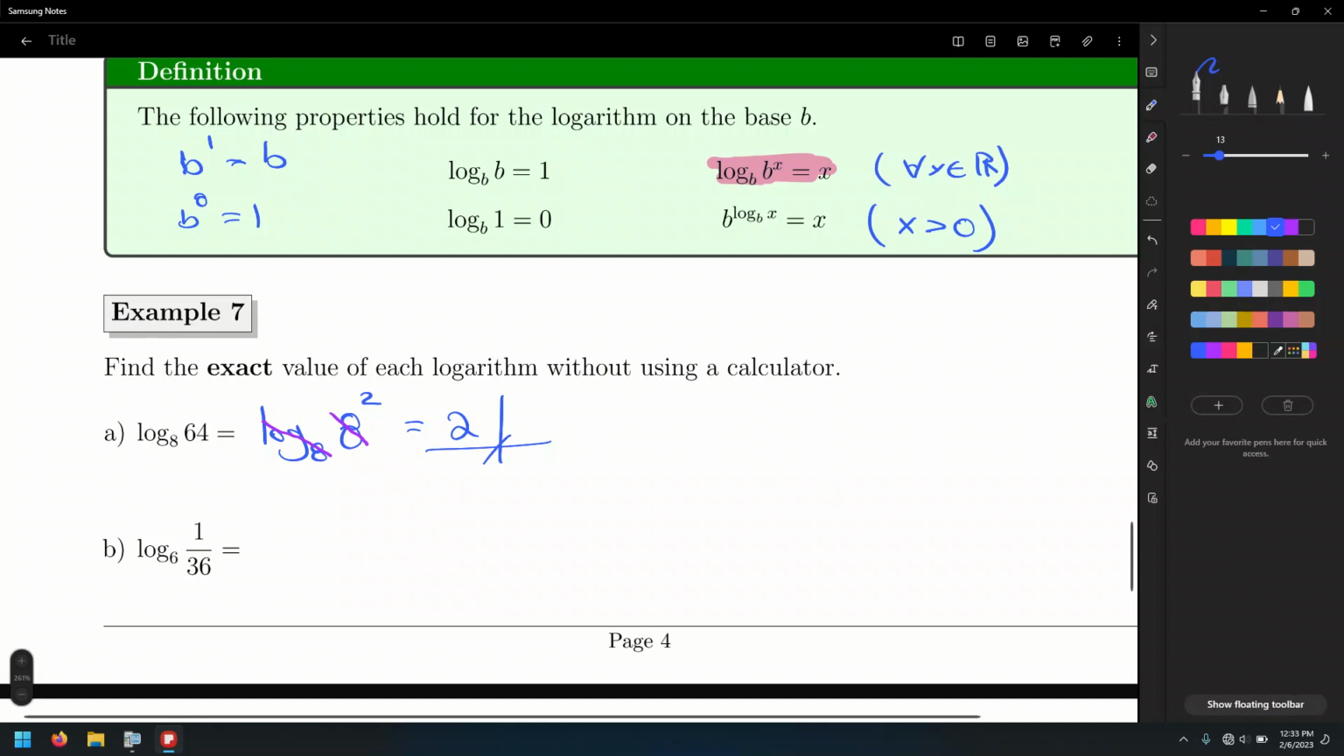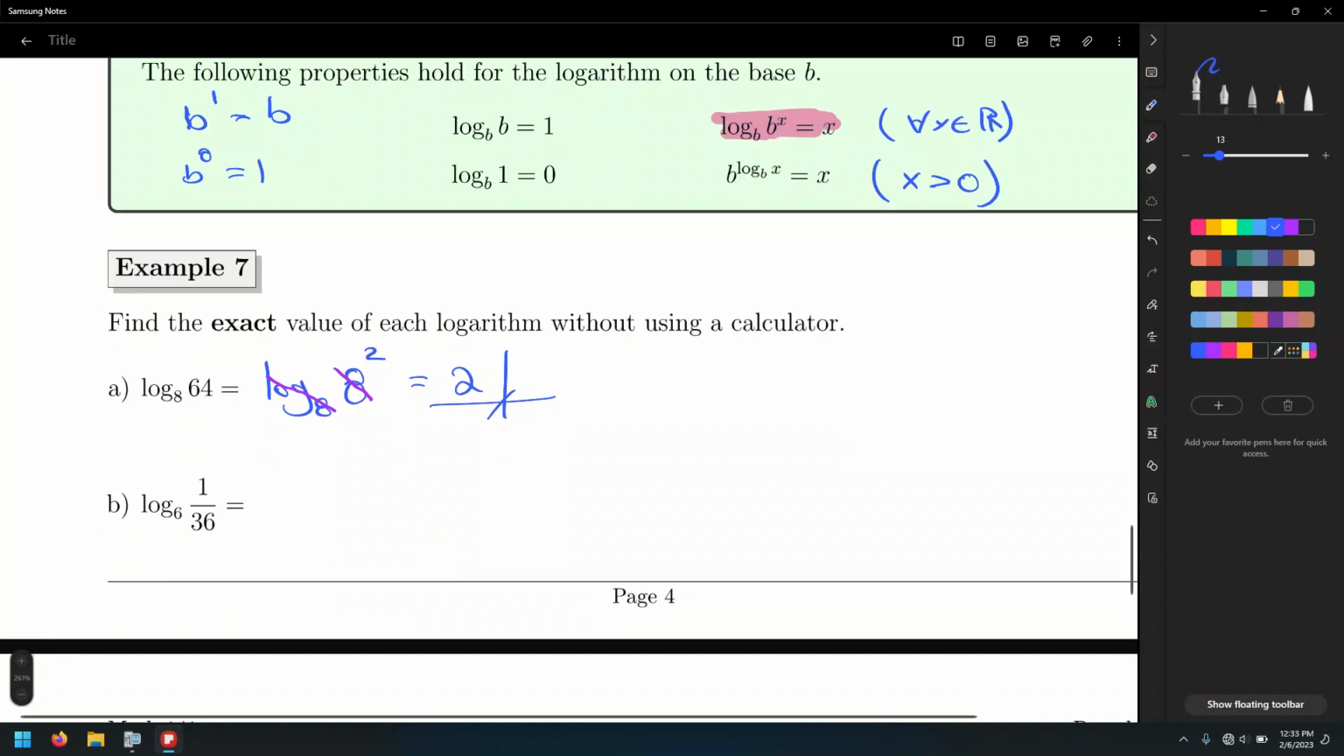All right, let's look at letter B. Same situation, same thing. However, we may need to do a couple more manipulations before we can actually find a match between the base of an exponential and the base of the logarithm. So observing these numbers right here, notice that 36 is in the denominator. Well, we'll take care of that in a second.